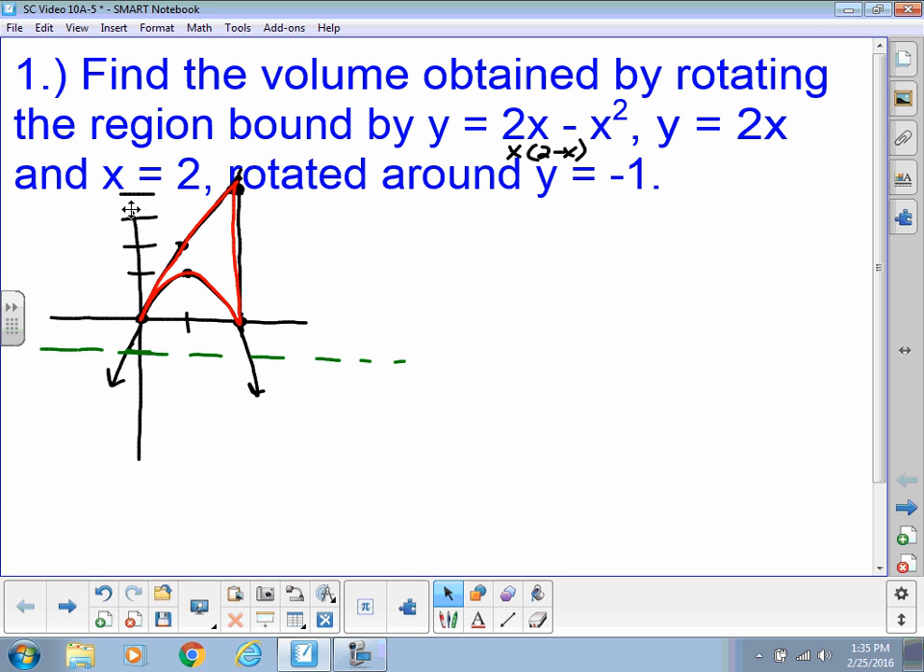Washers, you draw on your slices perpendicular to where it's rotating around. So a general slice that we would then rotate around would be something like this. Well, notice with those slices, the outer and the inner is always the same thing. So this plays nicely for washers.